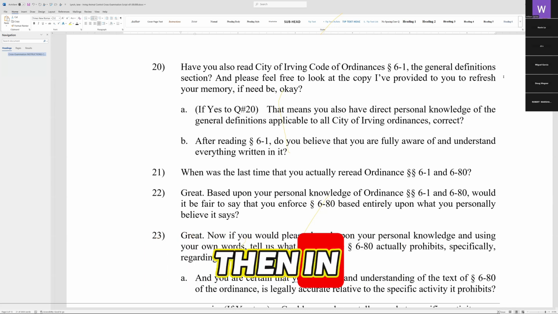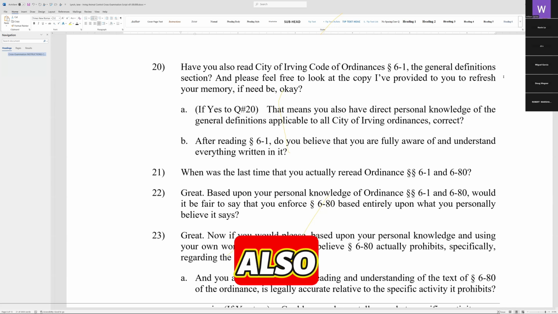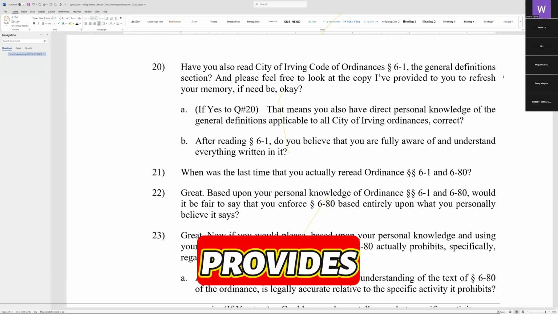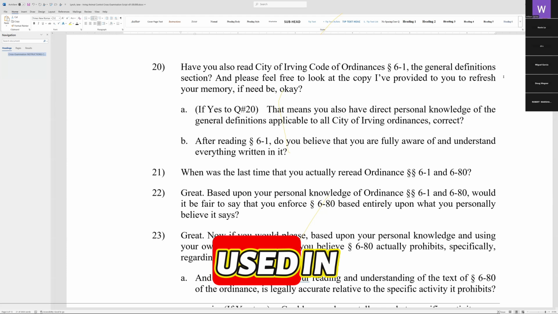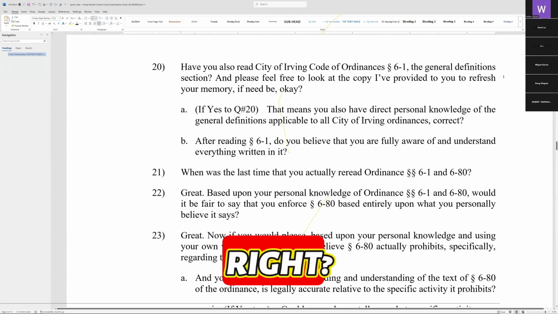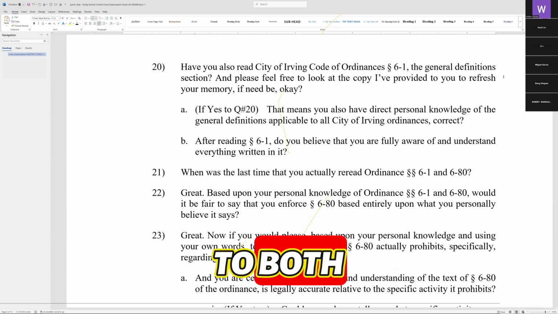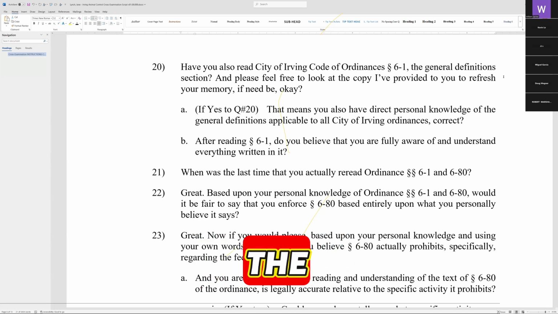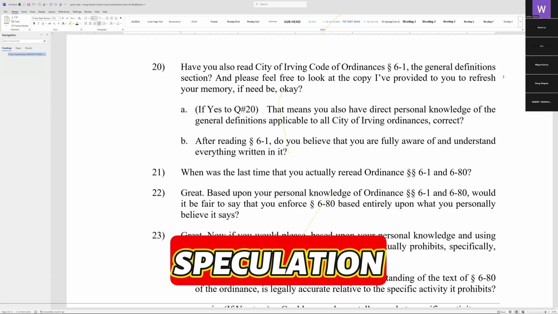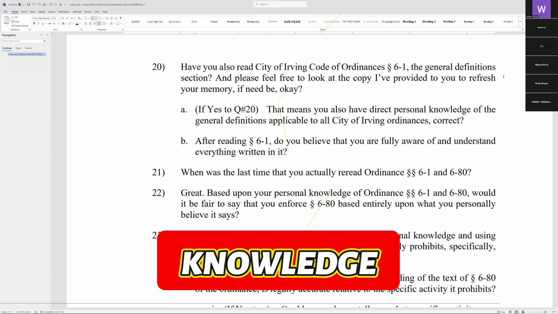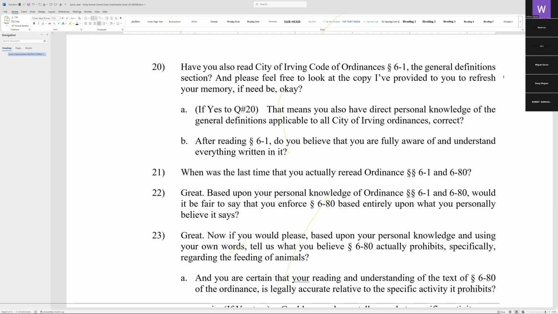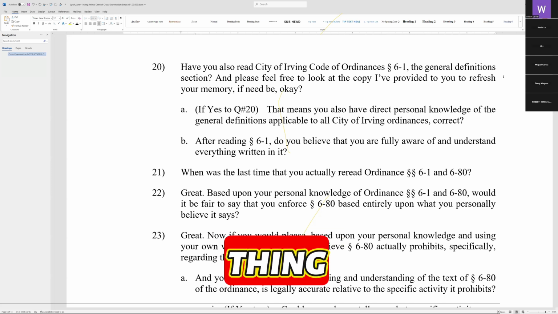Okay. Then in order to understand it, you must also understand 6-1, which provides definitions for terms that are used in 6-80, right? Yes. Okay. So we have now established personal knowledge of the witness to both ordinances. Nothing we ask the witness about the ordinance can be considered speculation or outside of scope of their personal knowledge. Right? Right. So now the only thing that the city attorney can reasonably object to is what?